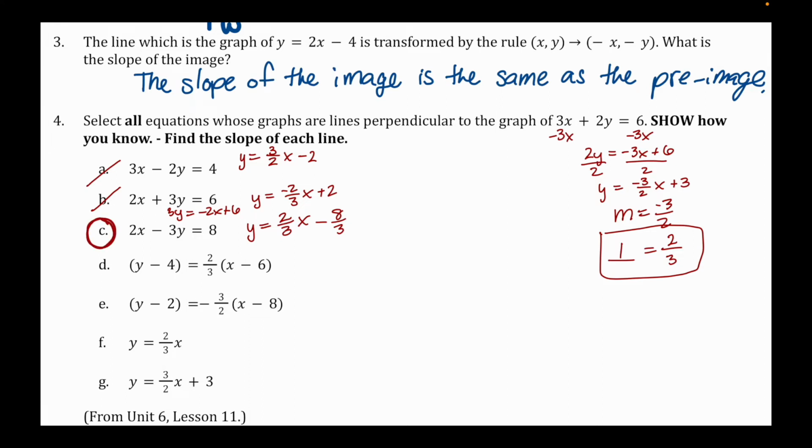We want the positive 2/3. Now D is also perpendicular because we have the slope of positive 2/3. E, we know, is not an answer for the same reason, that it's negative 3 over 2. And we could see its slope pretty easily.